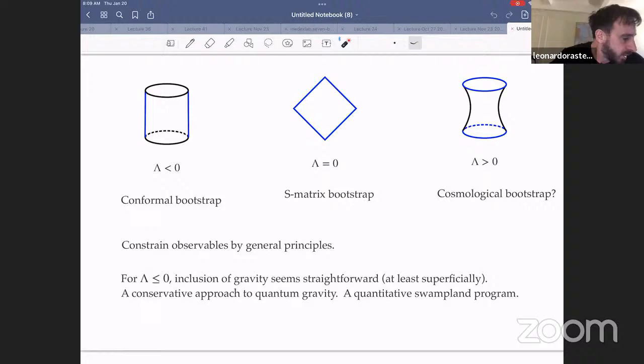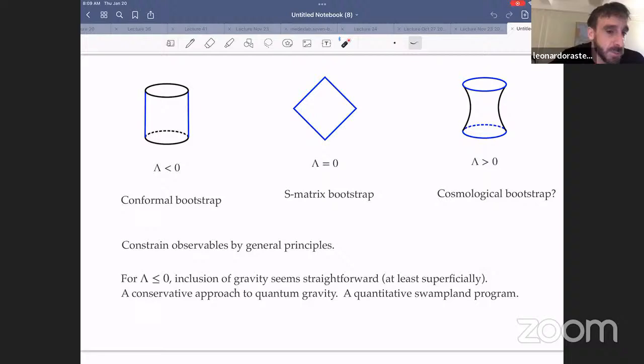This is, of course, particularly clean in the case of negative cosmological constant, where by definition, quantum gravity in asymptotic anti-de Sitter space is conformal field theory on the boundary. And we understand the axioms of conformal field theory perfectly well.